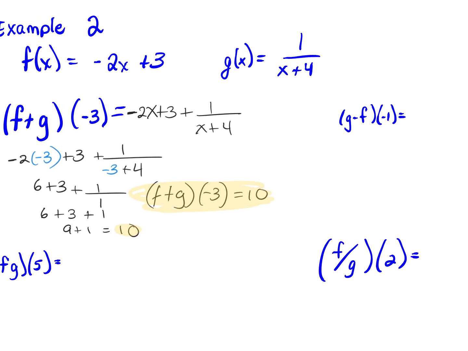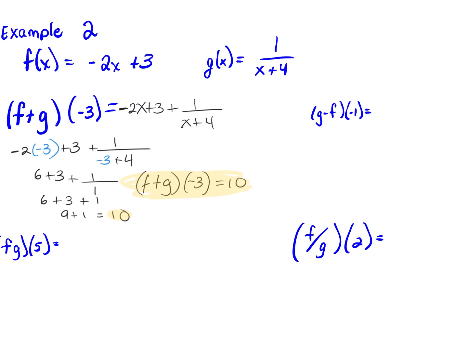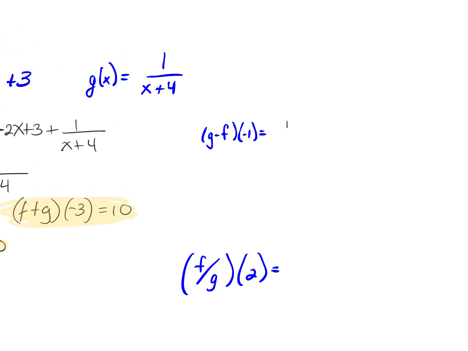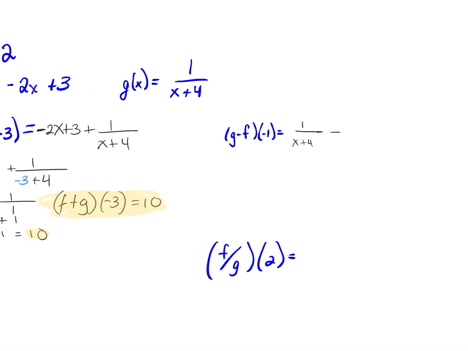Now they're asking us to do g minus f on the next one, of negative 1. Now the order is important, so please just go in the same order as written. So it's going to be 1 over x plus 4 minus f, which is negative 2x plus 3.